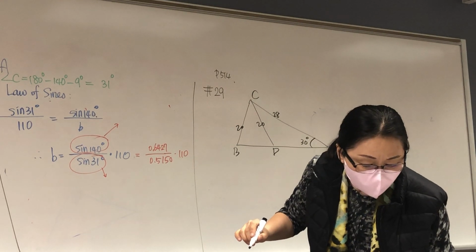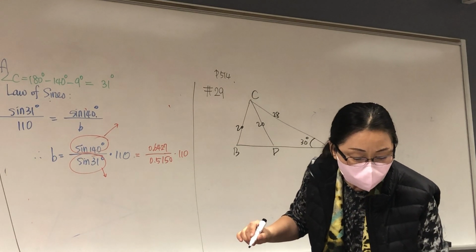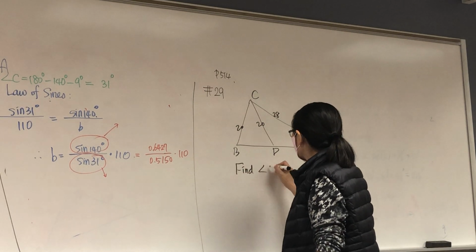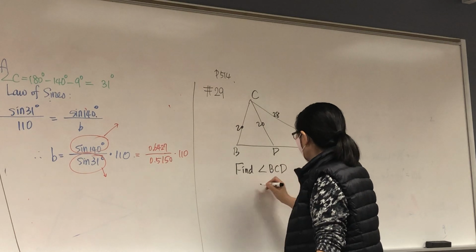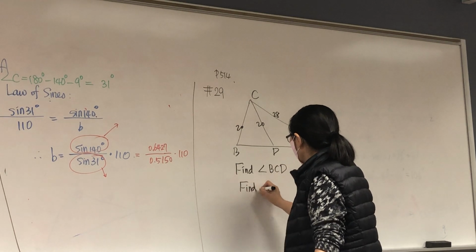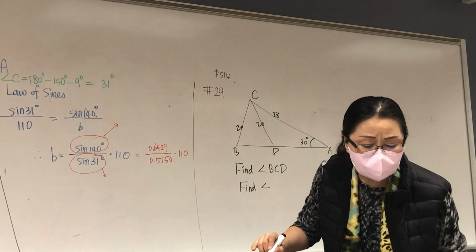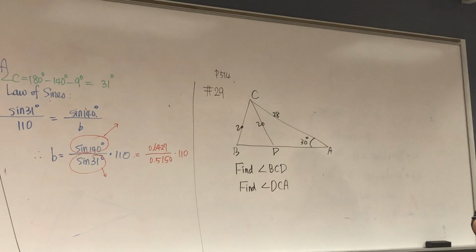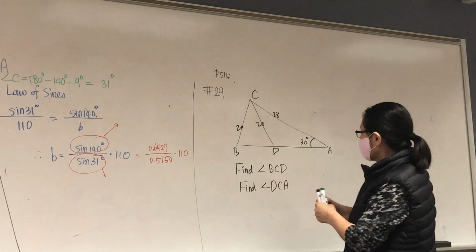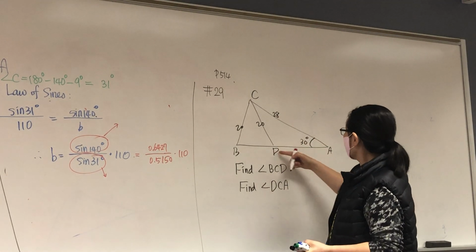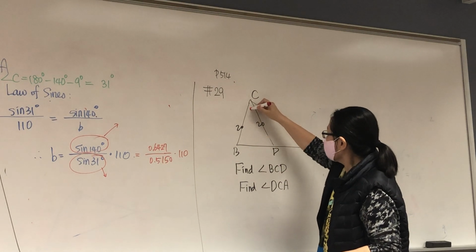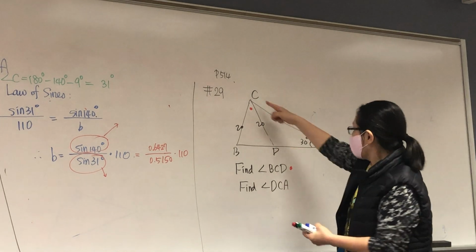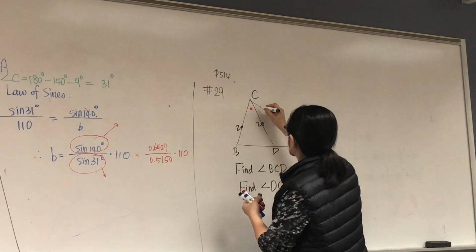The question is, find BCD and find angle DCA. Which one? BCD is what? BCD is this one. Am I right? Yes. This one. And DCA is what? DCA is this one. Am I right?